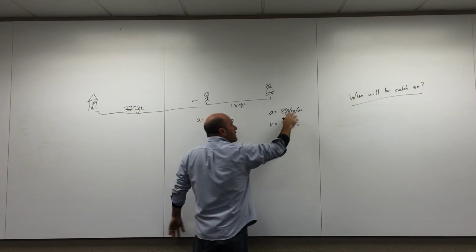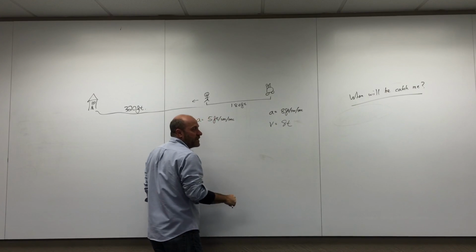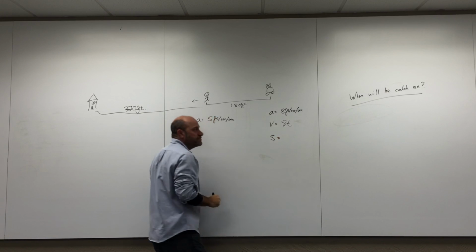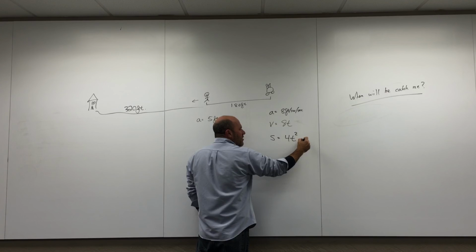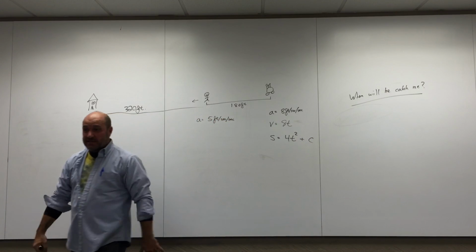I would say his velocity is just 8t. Okay, cool. What about his distance? How do you get his distance? Integrate again. 4t squared plus some constant. That constant is his initial distance.